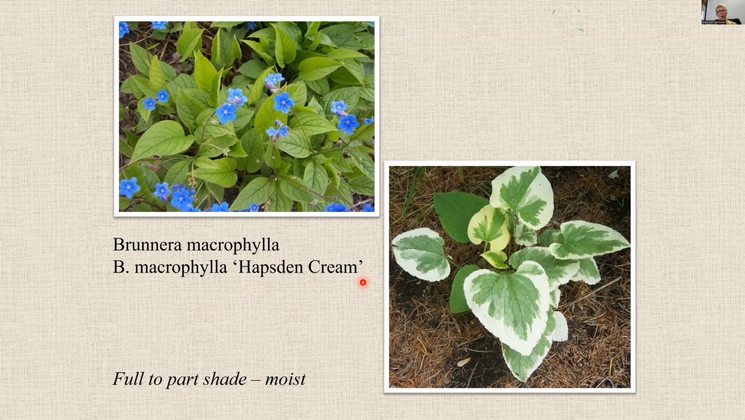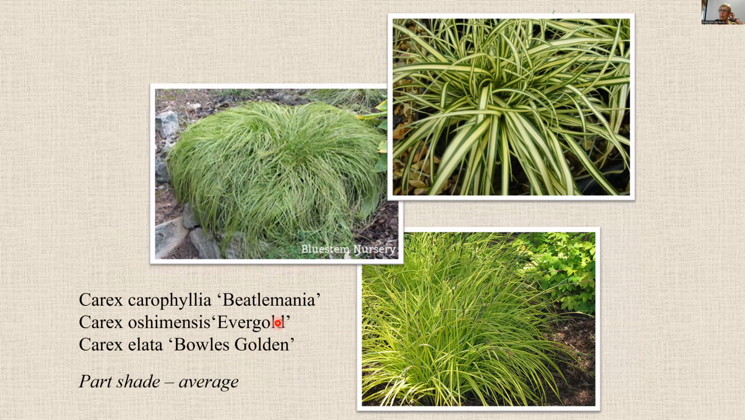Brunnera, and this is Siberian bugloss. The plain green one's pretty because it's got these dainty forget-me-not-like flowers, and the foliage is quite nice. But there's all kinds of variegated forms that have been hybridized, and they just pop in the garden. This is Hadspen Cream, but there's also Looking Glass and Jack Frost. They're all quite stunning. So they like full to part shade and moisture.